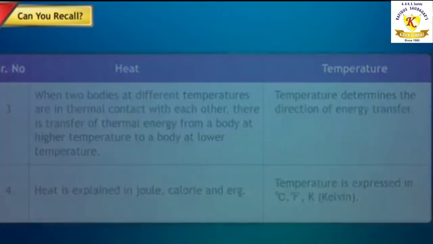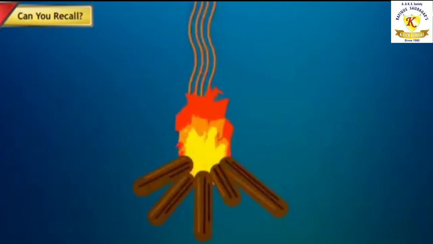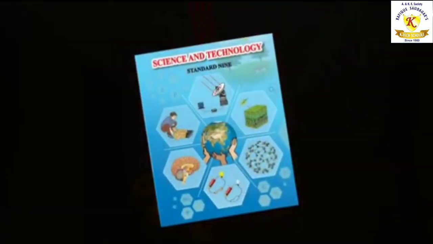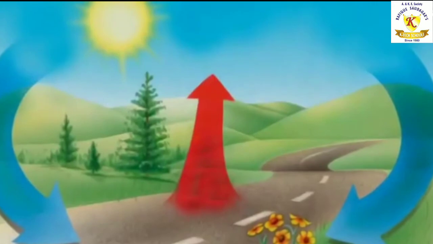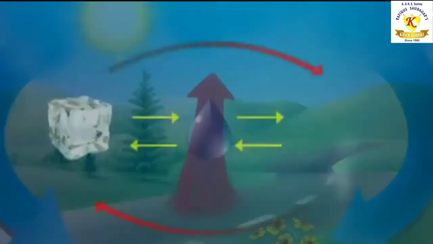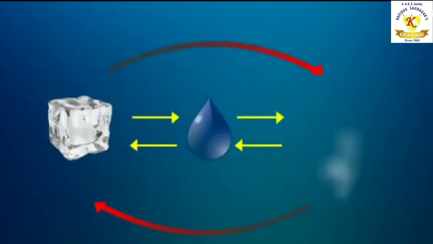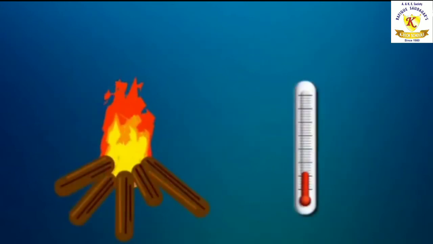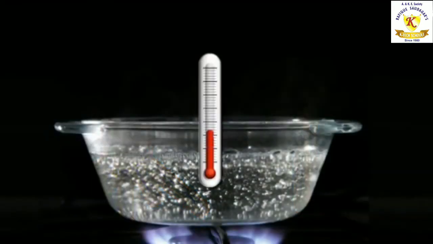Now let's see the next. So children, what are the different ways of heating? Conduction, convection and radiation are the ways of heat transfer. In our previous standards, we have learnt about heat and different types of heat transfer. We have also performed a few experiments related to expansion and contraction of solids, liquids and gases, isn't it? We have learnt about the difference between heat and temperature also. We have seen how temperature is measured using a thermometer.